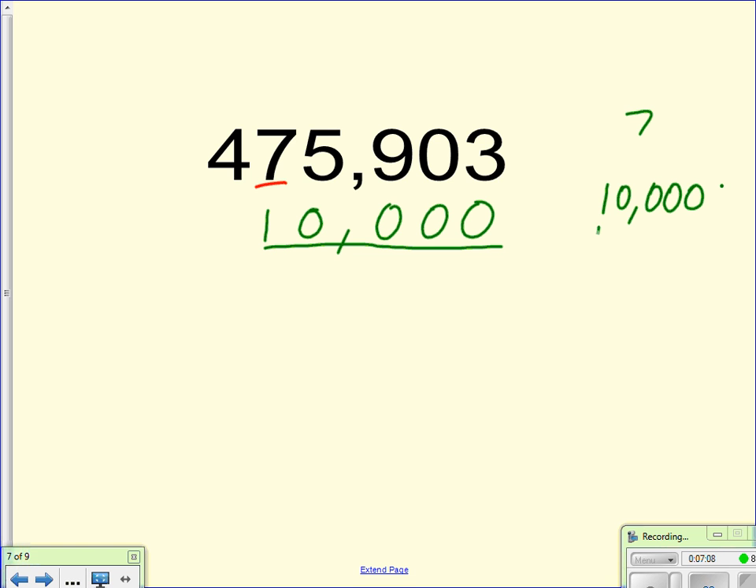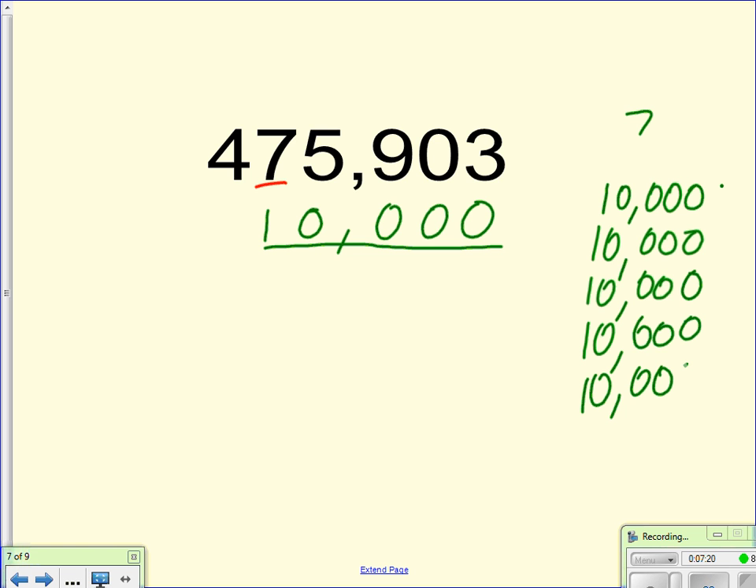Now think about it as multiplication. When 7 is in the 10,000s place value column, that means I have 7 10,000s. 1, 2, 3, 4, 5, 2 more. 7 10,000s, or 70,000. If you added all those up, that'd be 70,000. Or if you took 10,000 times the 7, that would give you 70,000. The 7 is in the 10,000s column.